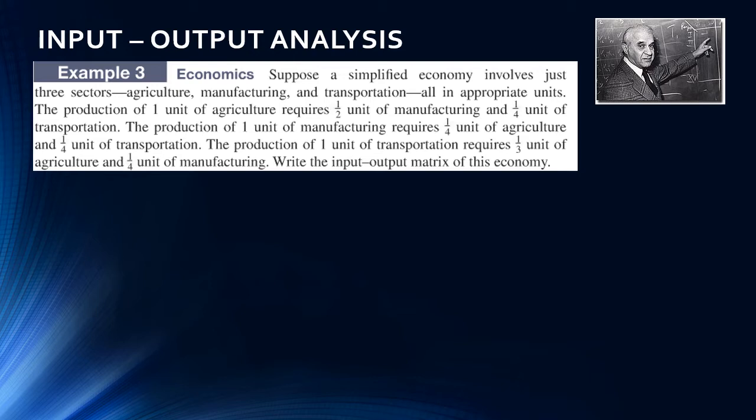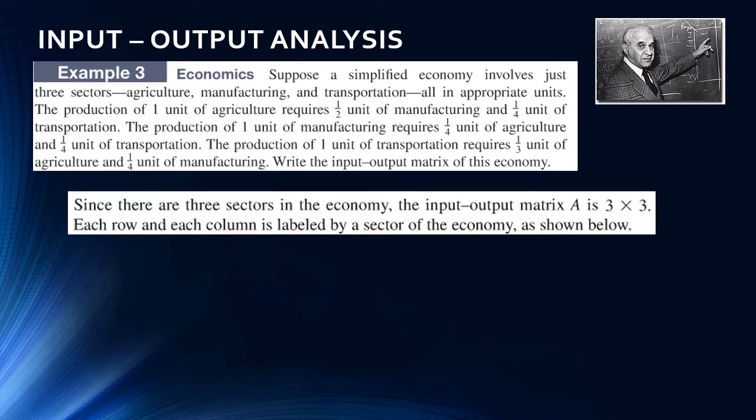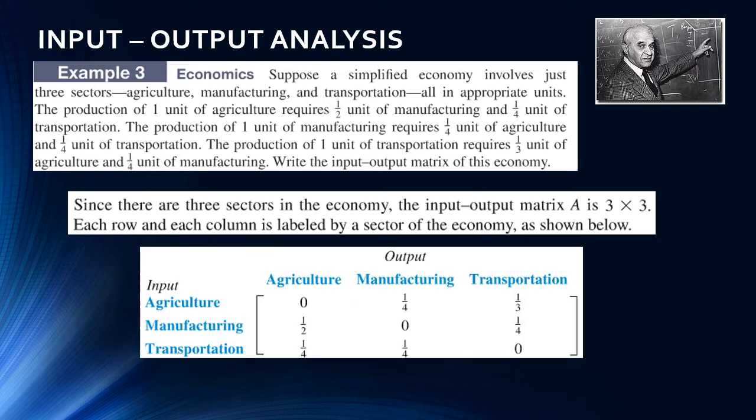Okay, when we read this, it does seem very complicated, but the input-output matrix is really quite simple to build, and we just need to take our time and pay attention to the details. Since we have 3 different sectors, we're going to have a 3 by 3 matrix. Each row and each column is labeled by a sector of the economy as shown below. The inputs are the titles of the rows. The outputs are the titles of the columns.